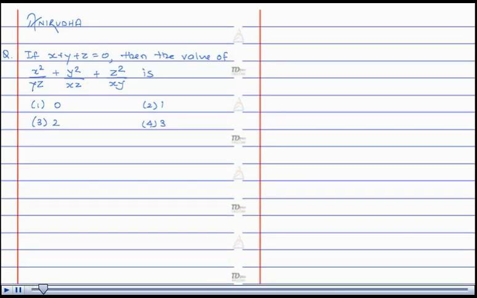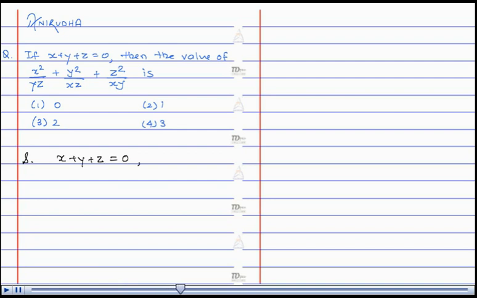Hello, I am Anirudh. The question is, if x plus y plus z is equal to 0, then the value of x square by yz plus y square by xz plus z square by xy is. Let's see the solution.